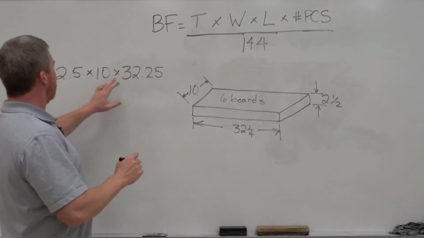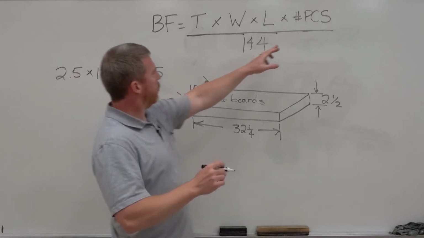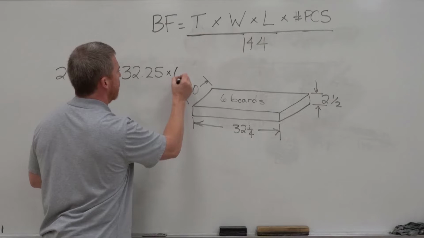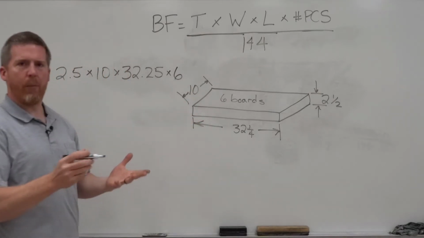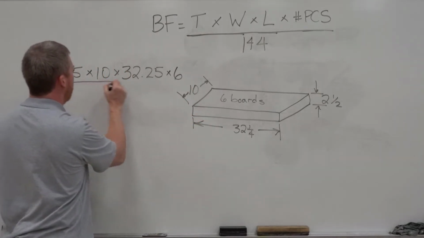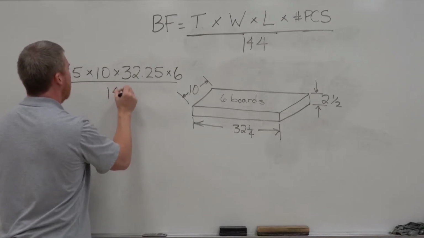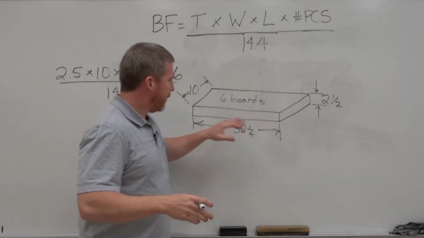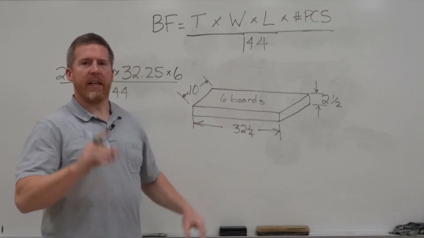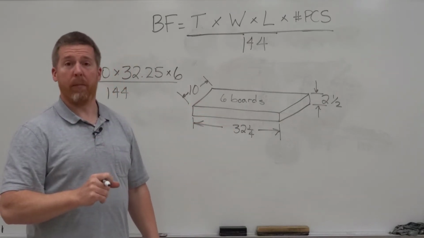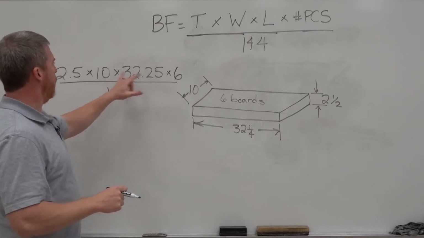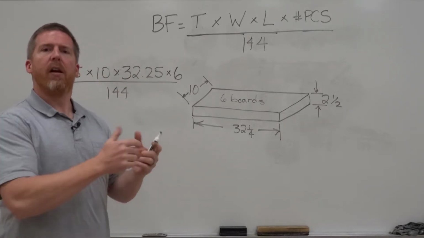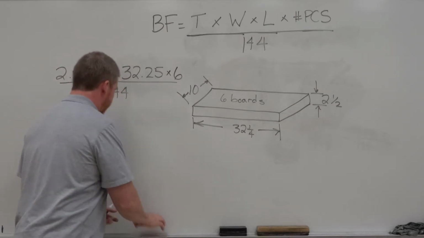Now, I've got my 3 measurements. My last one is how many pieces. Put in times 6, right there. And we divide it by 144. Now, as also a side note, if you don't remember which is thickness, which is width, and which is length, it does not matter what order you put them in. Any order, as long as they're all being multiplied together, will give you the same answer. Take your calculator, chug out the number.